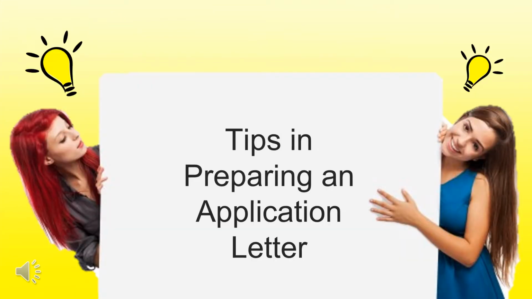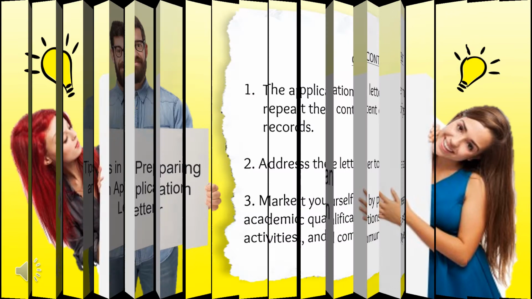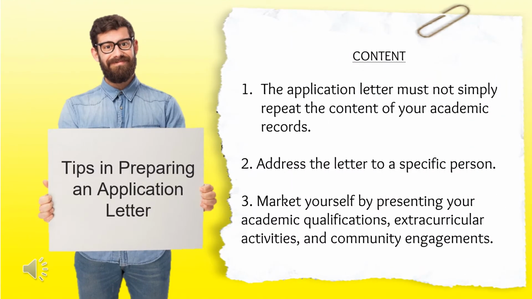Now class, we're done with the parts of a college admission application letter. Now let us proceed to the following tips in preparing an application letter. Let's have first the content of your application letter. The application letter must not simply repeat the content of your academic records because it would be boring if you're gonna repeat it again and again. You're not just pointing out your academic records, but also your qualifications.